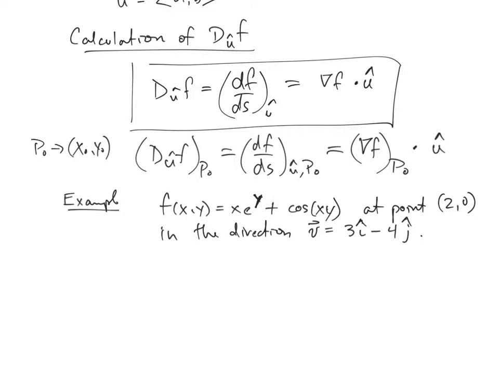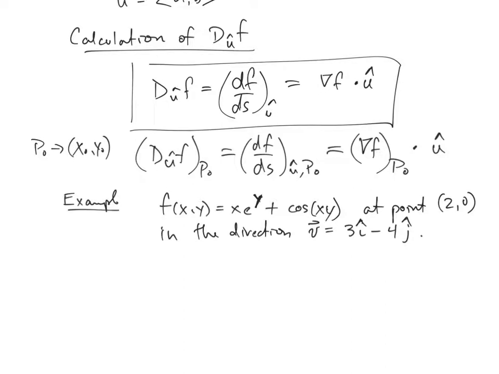A very common error I see on exams and quizzes is people just use this vector in the dot product and they think they're done. Remember, this is a unit vector. It needs to have a magnitude of 1. Is this a unit vector? No, it is not. This has a magnitude of the square root of 3 squared plus 4 squared. 9 plus 16 is 25, square root of 25 is 5.